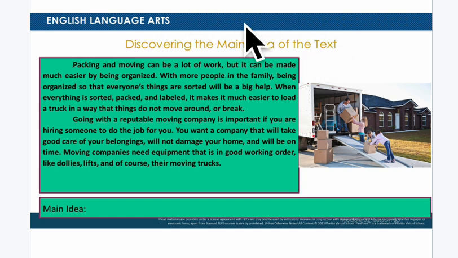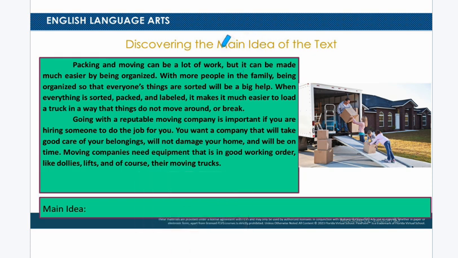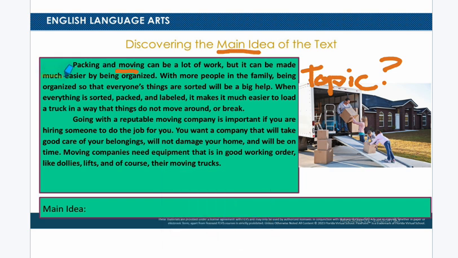So, what is the main idea here? Well, before we find the main idea, my question to you is, what's the topic? What is the author writing this about? Well, what did the author talk a lot about? Moving, right? So moving would be the topic. My main idea that the author wants to focus on is that moving can be easier by being organized.